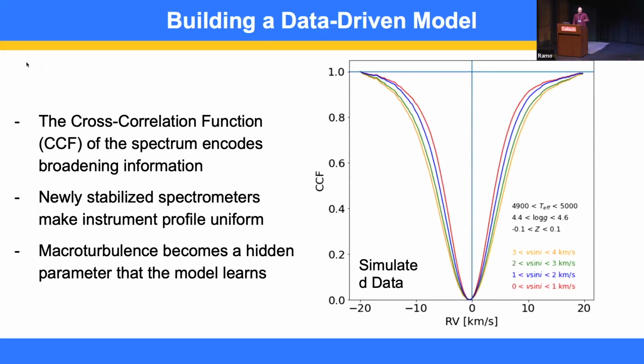But essentially, we're training a model on the CCFs of the spectra itself. Now, the CCF being like an average line profile contains a lot of information about the broadening of the lines themselves. And so we're hoping that now with these really new stabilized spectrographs where the instrument profile is very uniform, we can kind of marginalize over a hidden parameter of macroturbulence to just measure out the V sin I value.